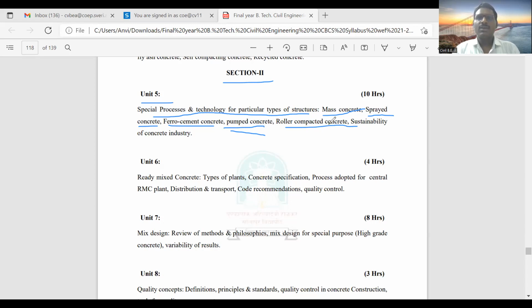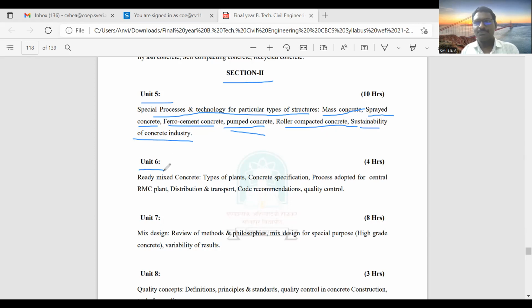Sometimes we are compacting the concrete. We have seen the various needle vibrators we use for compaction of concrete in columns, beams, and slabs. For mass concreting, we use a roller compactor. And then sustainability of the concrete industry. The concrete industry means we are taking concrete from RMC plants. So special processes and technologies are required for mass concrete, roller compaction, pumping of concrete, and ferro cement concrete. That we will learn in this unit number 5.